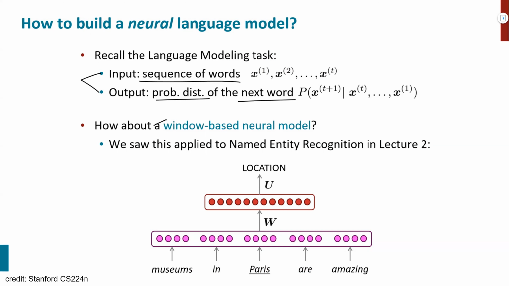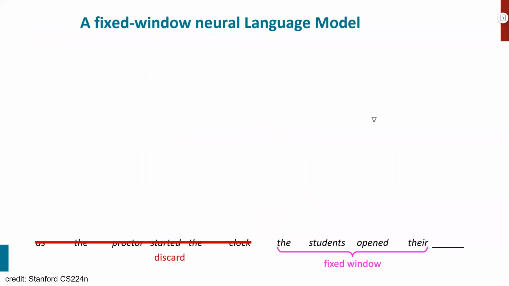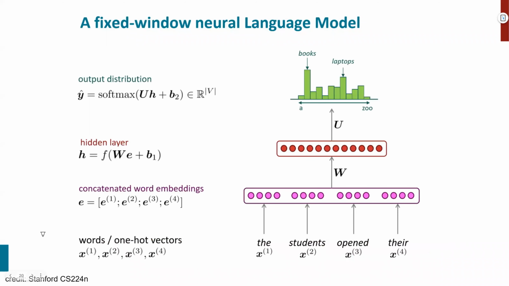Then how about a window-based neural model? It is similar to a CNN, or we can use a fully connected layer. In a fixed window neural language model, we can consider only a predefined length of context. So still, we might ignore some context. And a fixed window neural model looks like this.